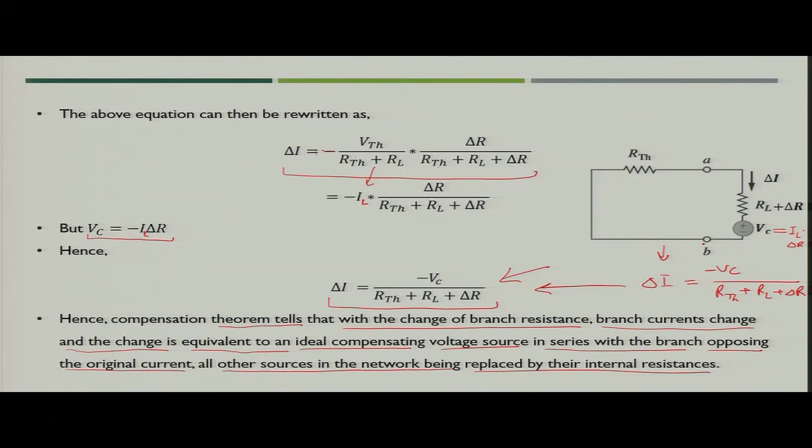So, with this you can justify that the compensation theorem can be directly applied for a linear circuit by placing an updated voltage source in series with the resistance where the change of delta R is happening, and find out the change in the value of current directly with the help of the updated circuit.